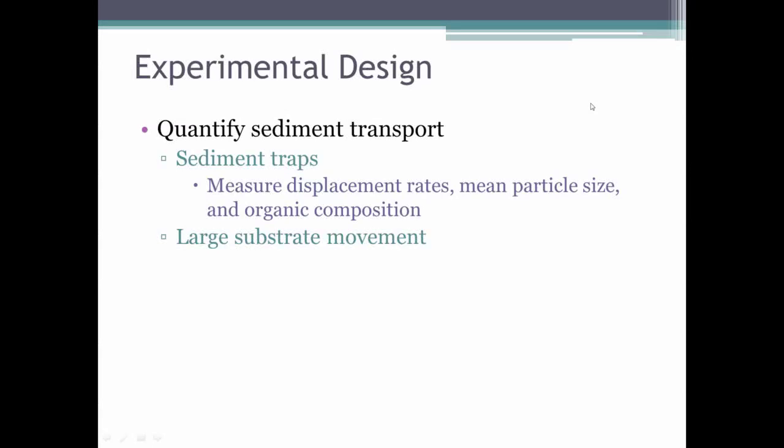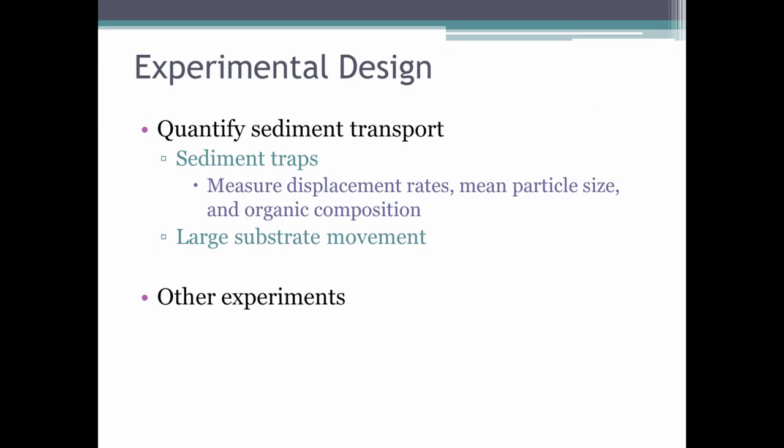And then lastly, to quantify what was happening with the substrate, we used quadrat assessments along these transects as well, once a year, just to see what was happening with the relative proportions of sediment that we were seeing in the stream.